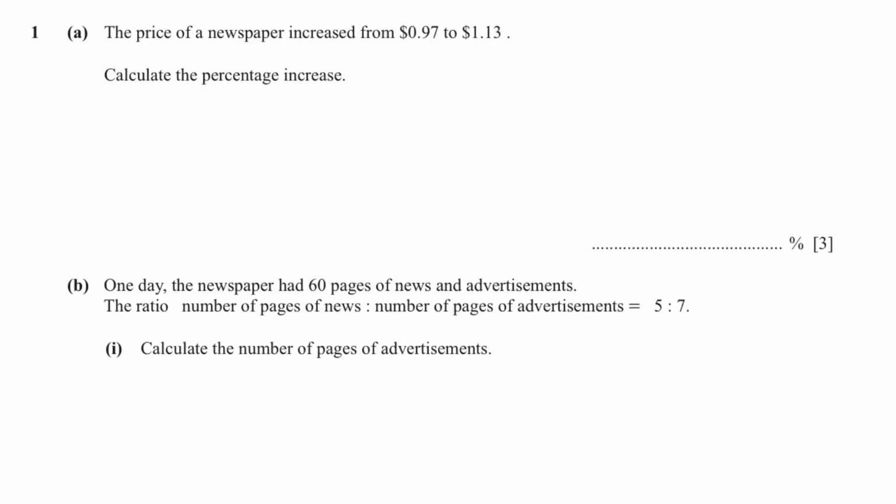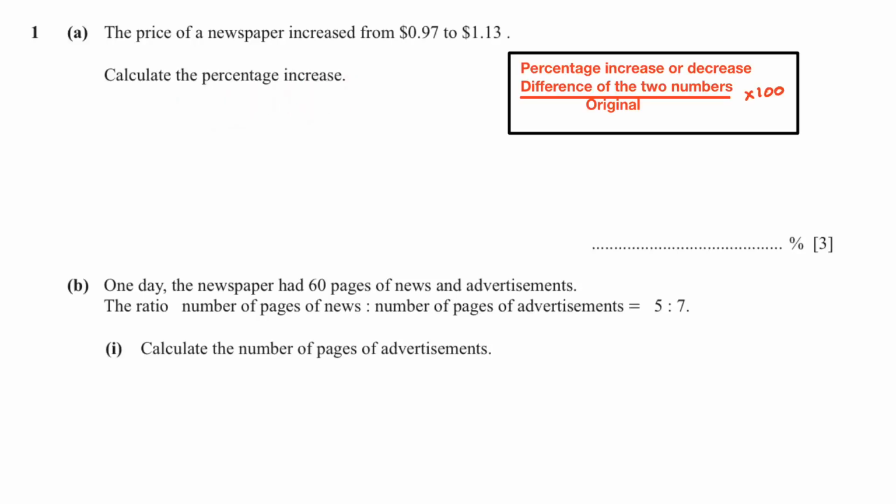Question number 1A. The price of a newspaper increased from 0.97 to 1.13. Calculate the percentage increase. Whenever you have percentage increase or decrease, you follow one rule. Put the difference of the two numbers on the top and the original down, the number that was in the starting, the cost price, and multiply by 100. So here 0.97 is our original and it was increased to 1.13.